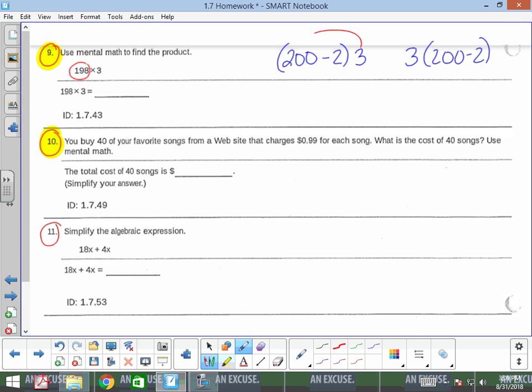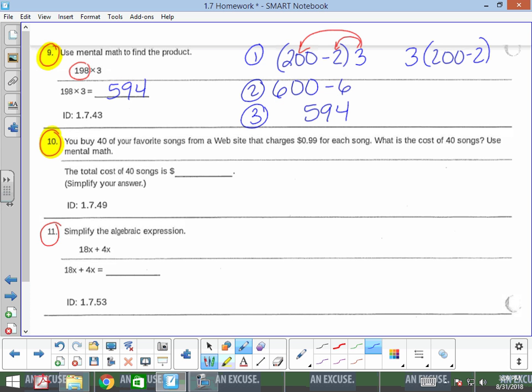But what we're doing is multiplying 3 times the first number, so that's 600. And then multiplying 3 times the -2, and that's -6. And then we subtract, and that's 594. So I want to see this step, and then the answer. So this answer is 594.